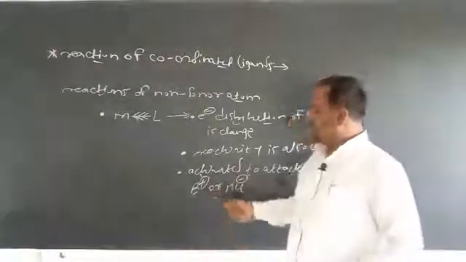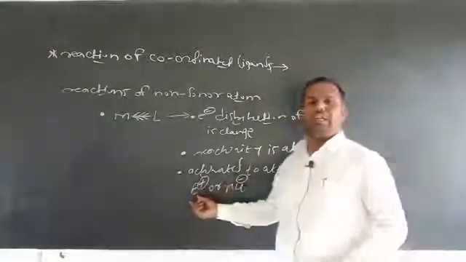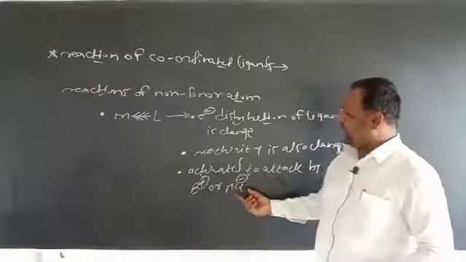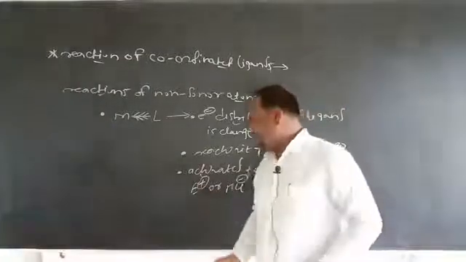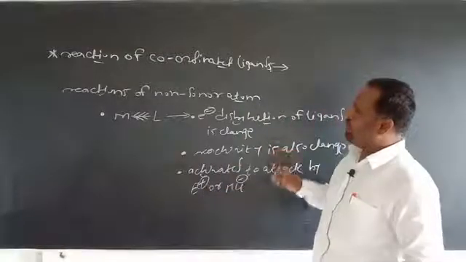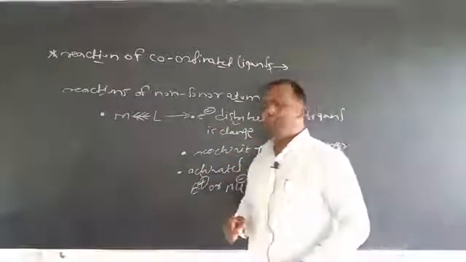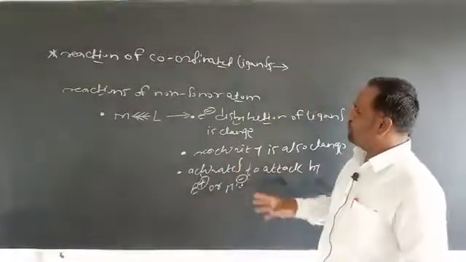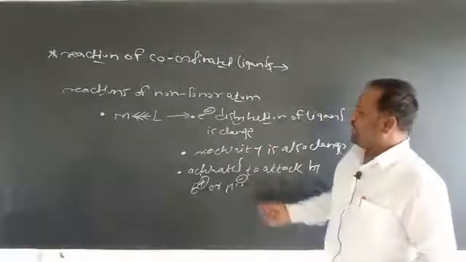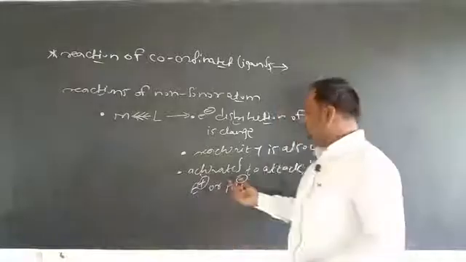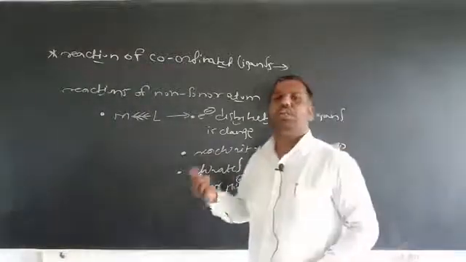We know that electrophiles are electron deficient species. They have affinity for electrons, and nucleophiles are electron rich species having affinity for positive centers. So this is the important point regarding the reactions of non-donor atoms. Whenever a ligand forms a bond with a metal atom, its electron distribution is changed, so reactivity is changed, and the ligands get activated to attack by electrophiles or nucleophiles.